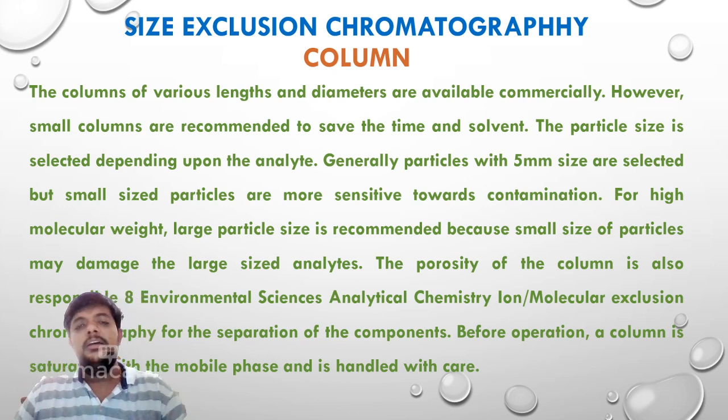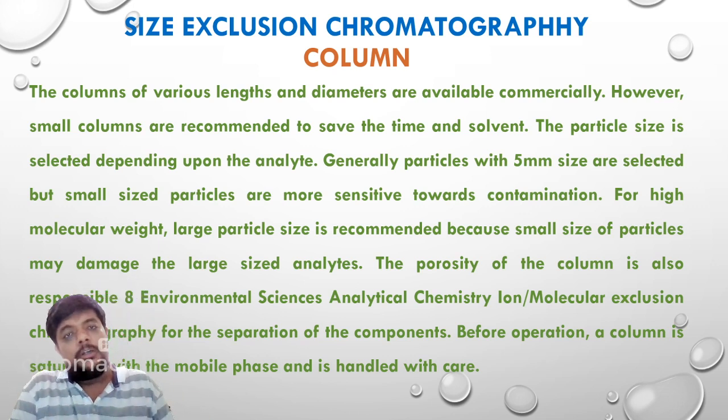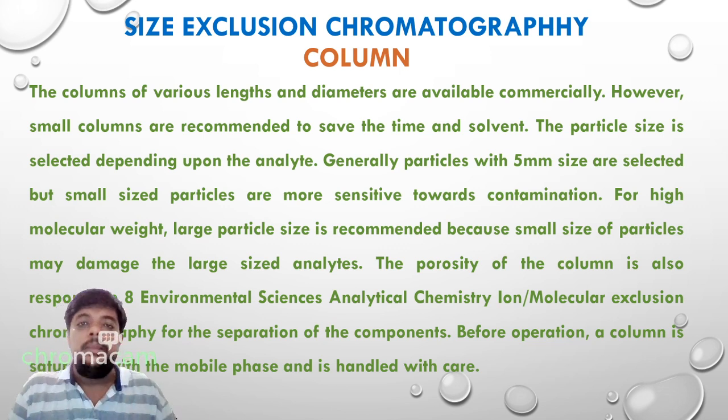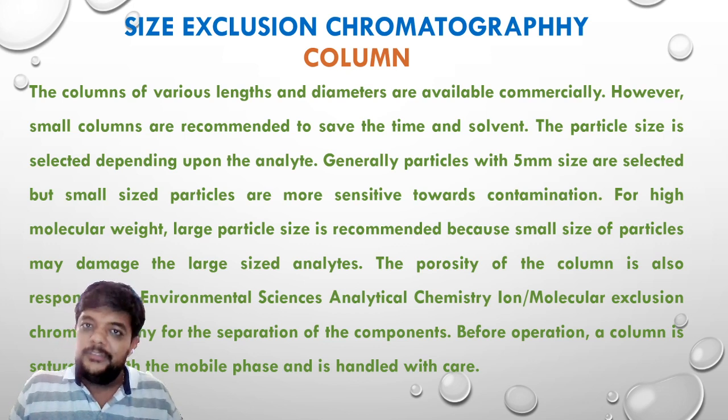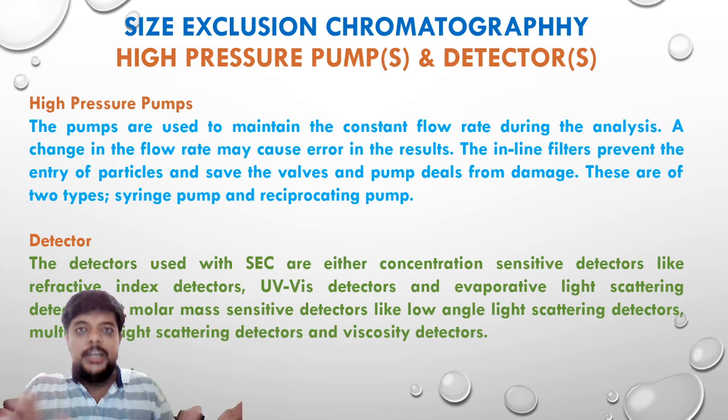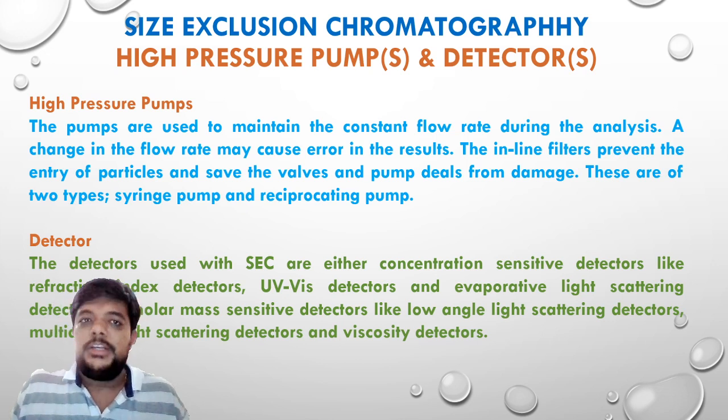Friends, somewhere while typing or cut-pasting from the material, the PDF, the title is getting repeated, that is environment science analytical chemistry, what I teach at my university, having the topic ion exclusion chromatography or molecular exclusion chromatography, also known as size exclusion chromatography. So avoid that line wherever you find it. We'll try to remove it from the PDF that we regularly share with you.